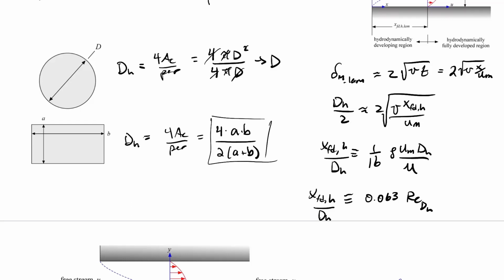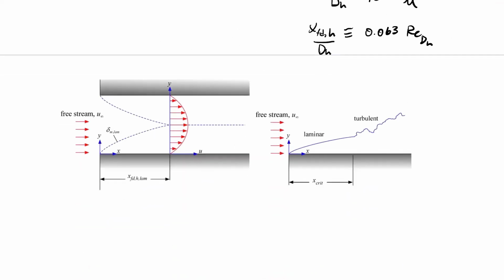Okay, so this all assumes that we're remaining laminar. So this is a position at which the laminar boundary layers become fully developed. What naturally you might want to know is what happens if we become turbulent. So how does that change, or when will the flow become turbulent?